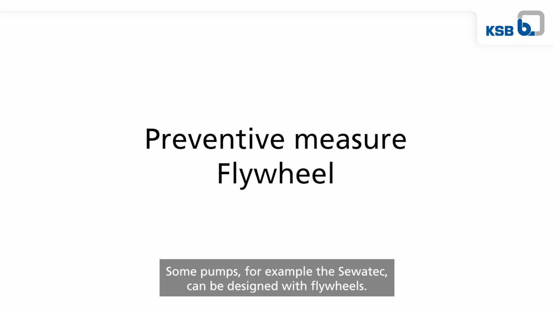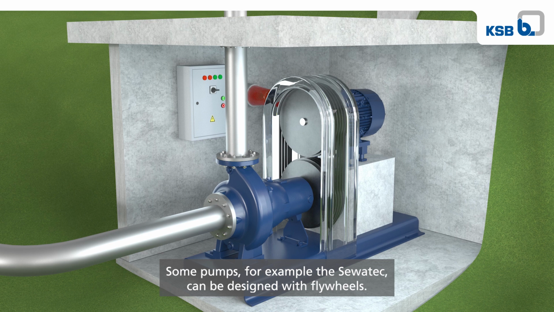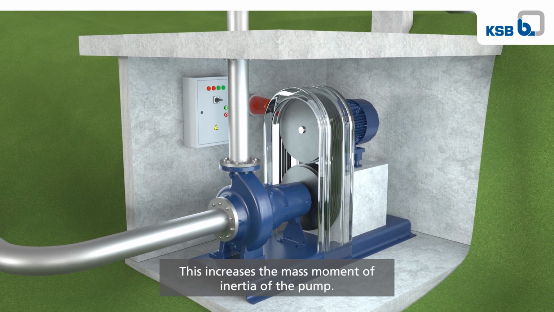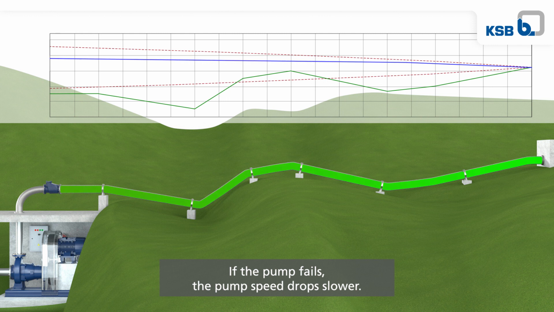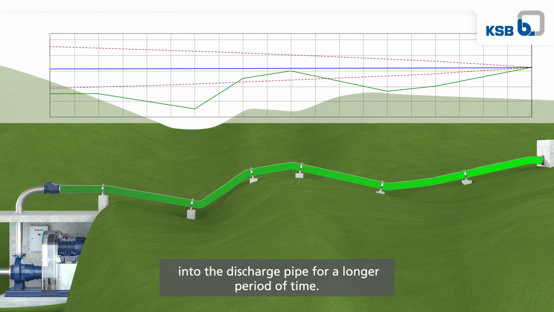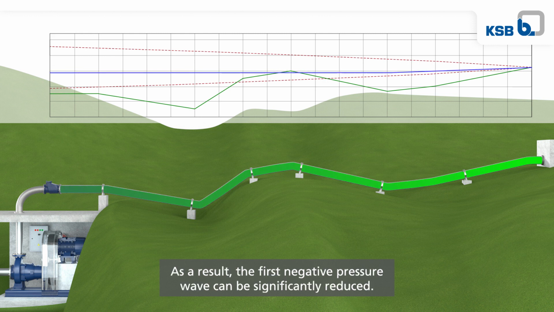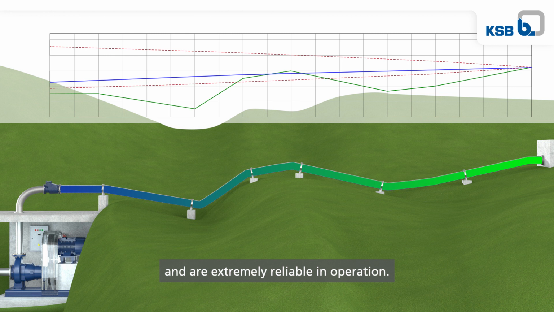Some pumps, for example the Savertech, can be designed with flywheels. This increases the mass moment of inertia of the pump. If the pump fails, the pump speed drops slower. The pump keeps pumping water into the discharge pipe for a longer period of time. As a result, the first negative pressure wave can be significantly reduced. Flywheels do not require any additional maintenance and are extremely reliable in operation.